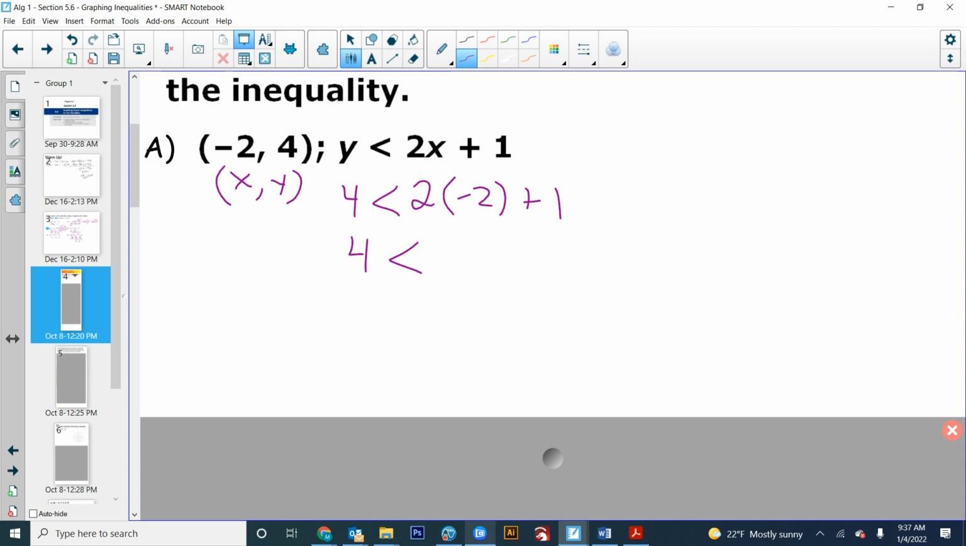Liv, what'd you get on the, what's my inequality statement? 4 is what? Okay, Liv. True or false? So what do you think this is telling us then? -2, 4 is what? Not a solution to this inequality. So put not a solution. It'll make a little more sense when we graph. Basically, when I graph this inequality, this point right here, -2, 4, will not be in the solution set. That's what it's saying here, okay?